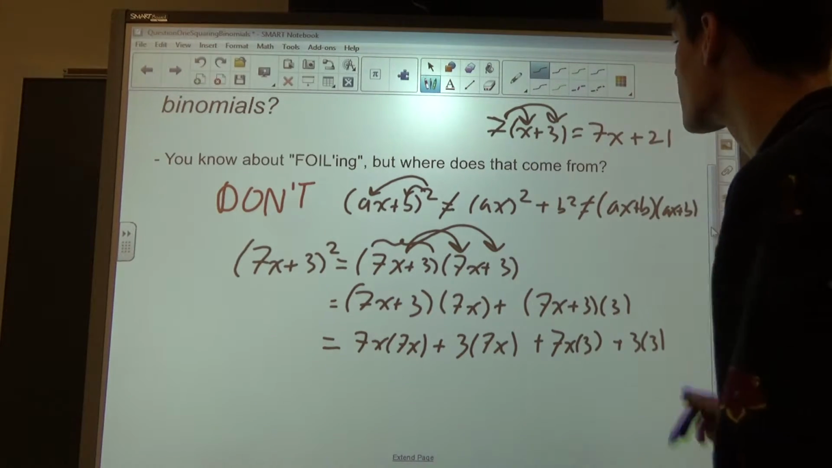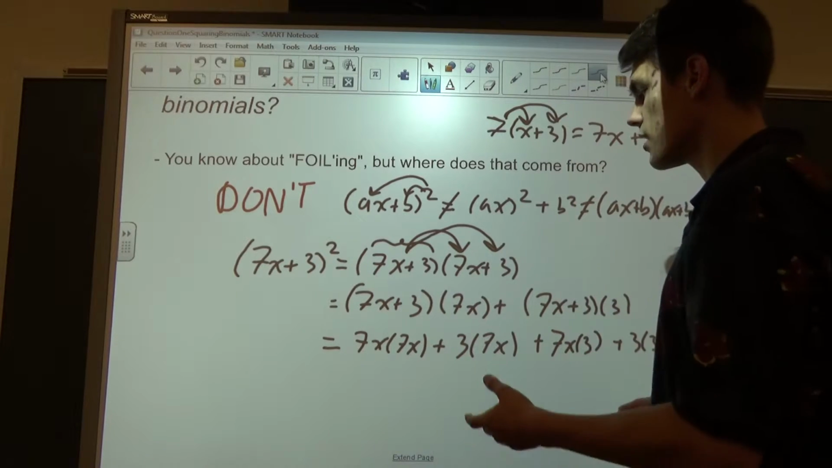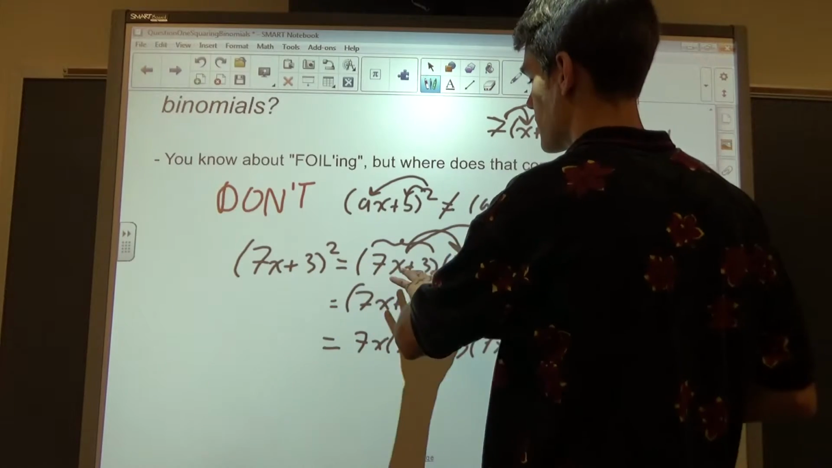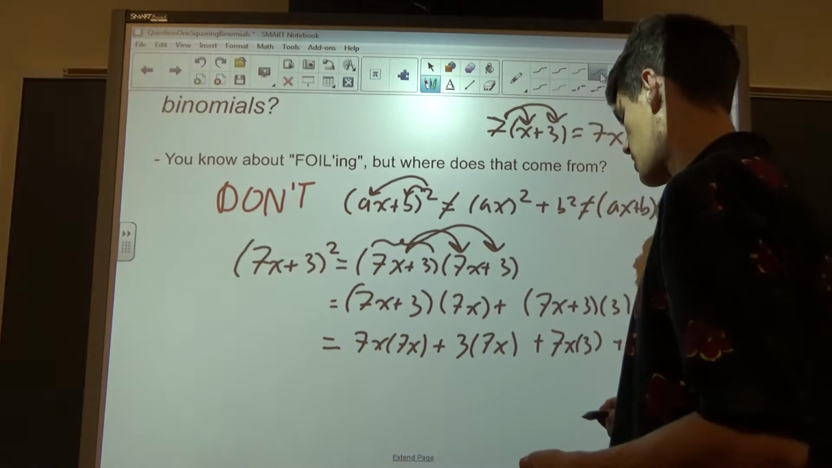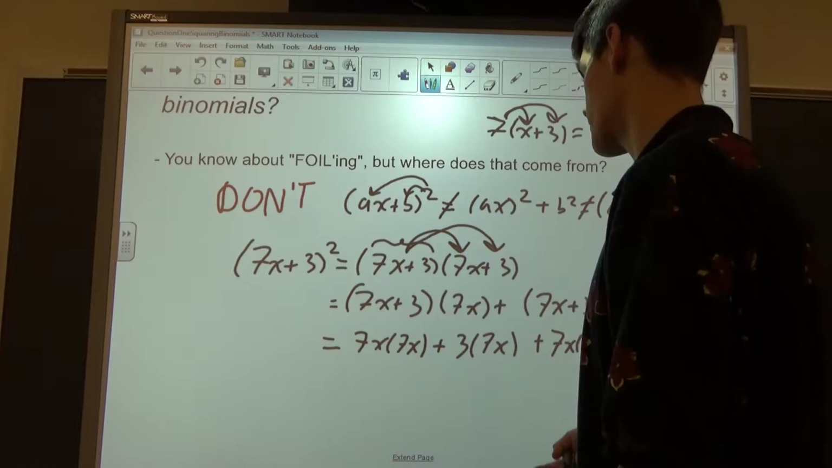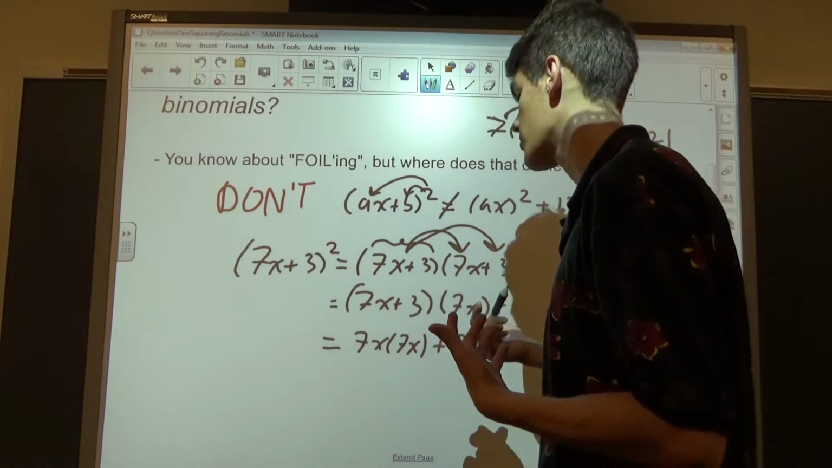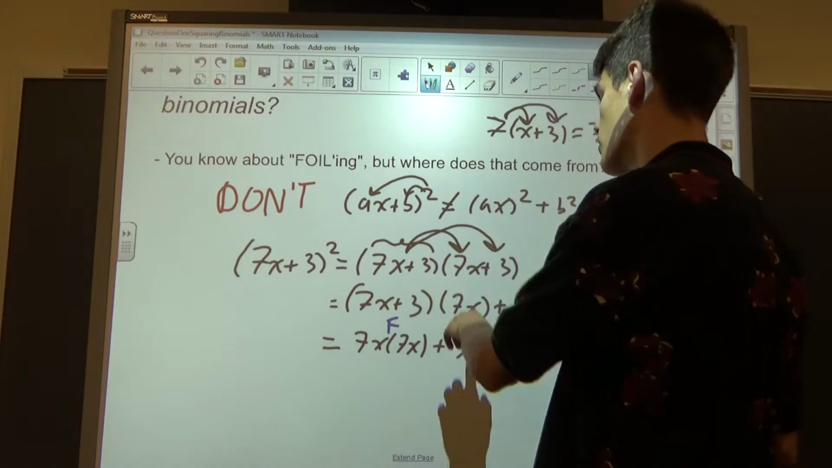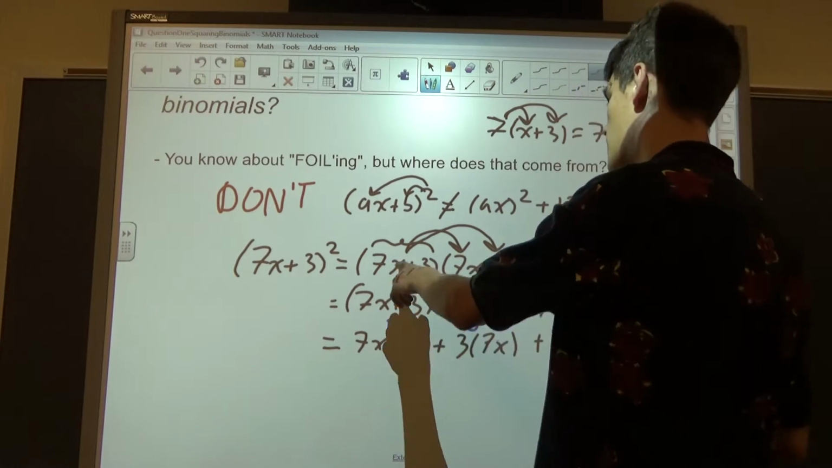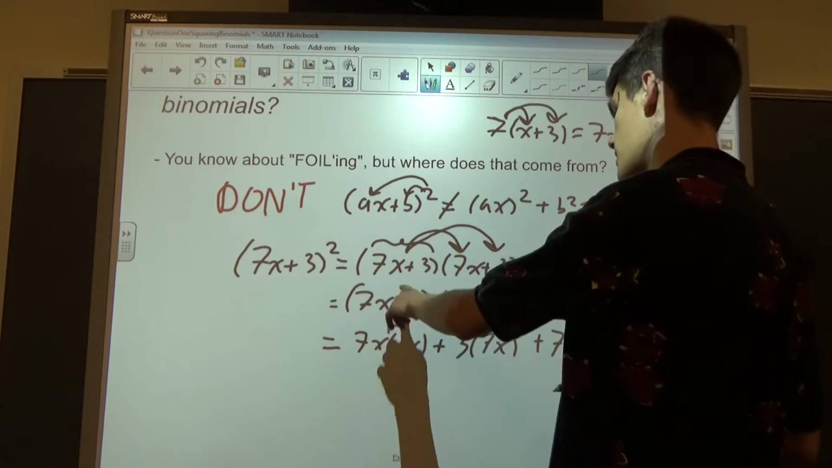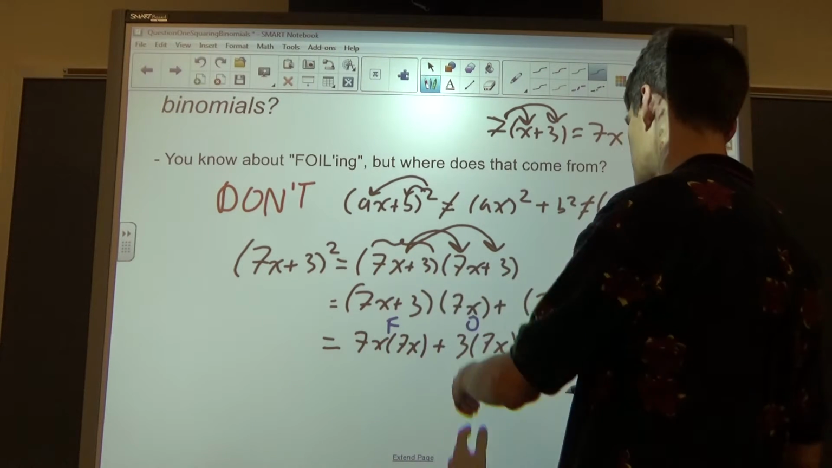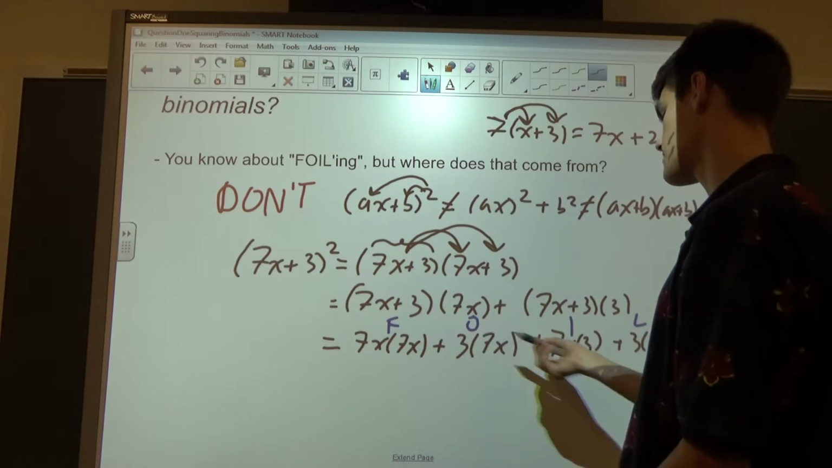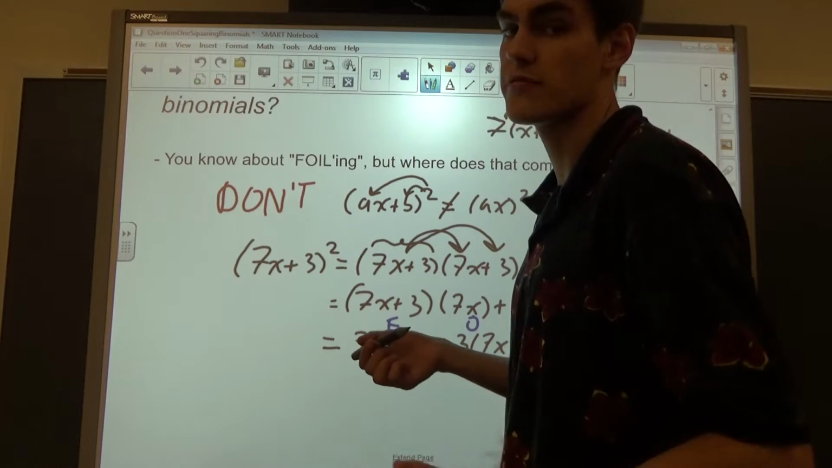Well, what do we have here? A lot of you right off the bat would have wanted to use FOIL on this. It turns out that I've just given you FOIL, like we've just done FOIL ourselves without using the acronym. So FOIL is first, outside, inside, and then last is 3 times 3. So FOIL is really just using the distributive law twice.